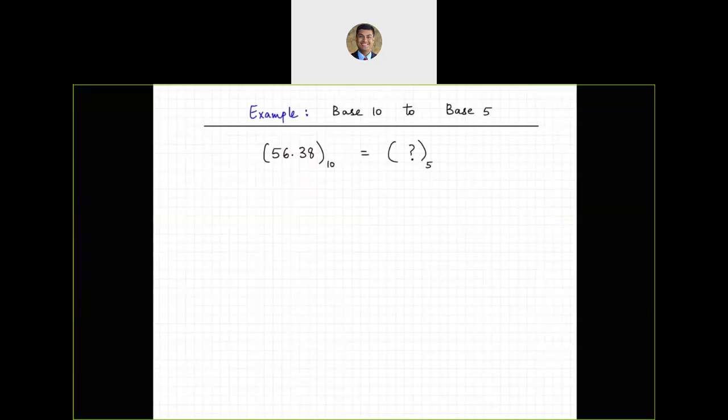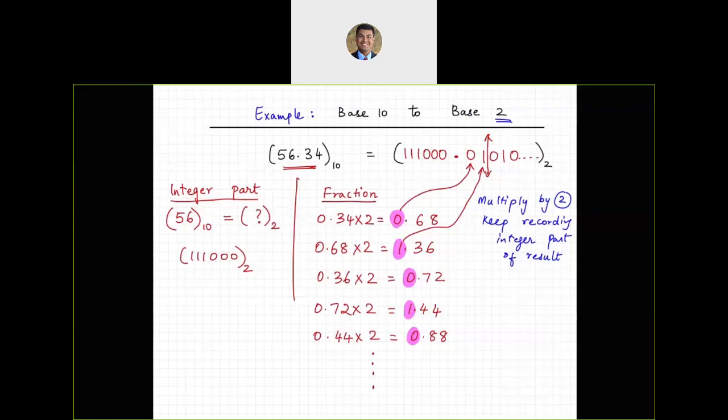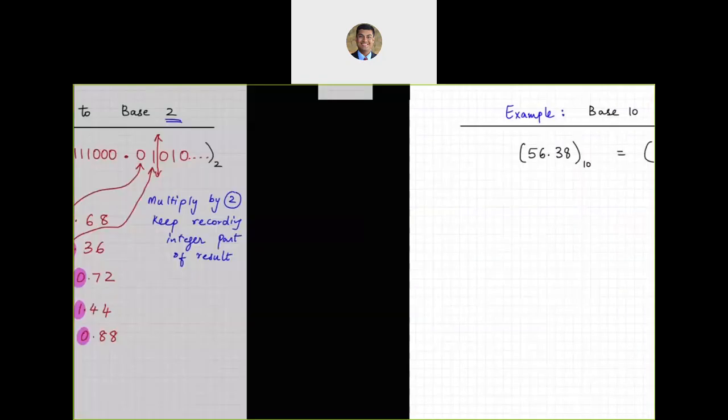Now let's throw a curveball here. How do you convert base 10 to base 5? Well, base can be any number, right? Base 3, base 7, base 11, base 15, anything. All that will change is the number of symbols in that particular representation. Base 10 to base 2, how did you do it? We did integer part and fraction part separately. In the integer part, we divided by the base successively and recorded the remainders. And for the fraction part, we multiplied by the base and recorded the integers. Let's do that over here.